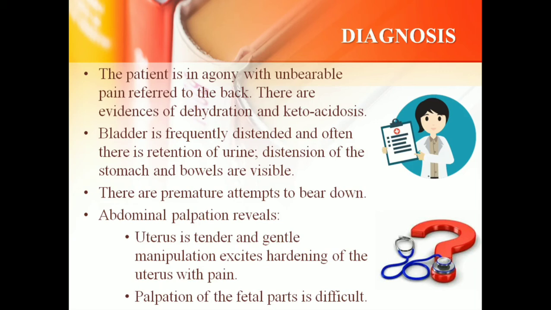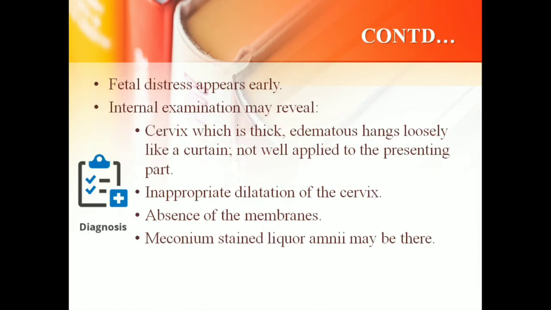Then on abdominal palpation, there are obstructed ribs. Then there is distension of the stomach. Then we cannot feel the fetal parts. That is very difficult. By abdominal palpation, we can also see if the uterus is tender, and gentle manipulation will excite hardening of the uterus with pain. And palpation of the fetal parts is difficult, which we have already told you. Next, fetal distress appears early.